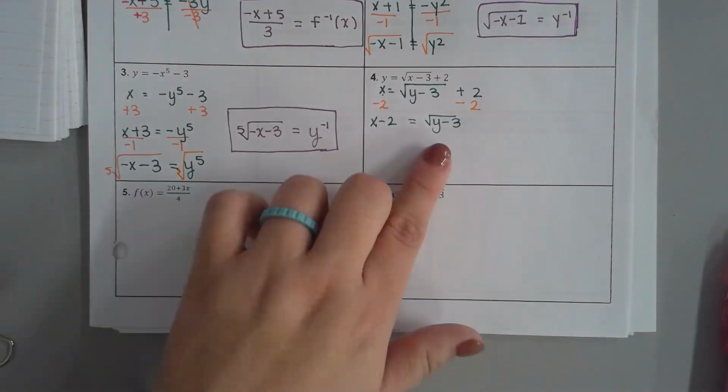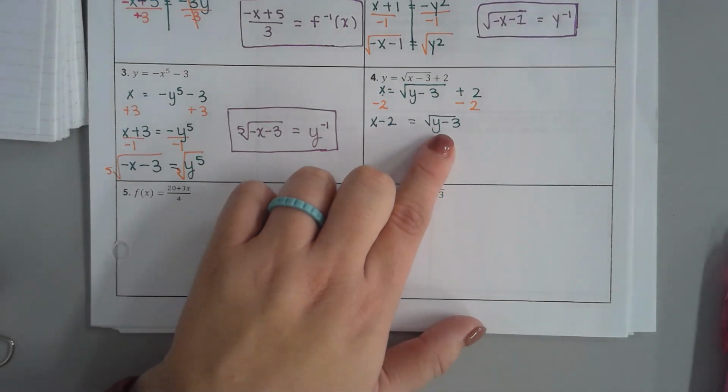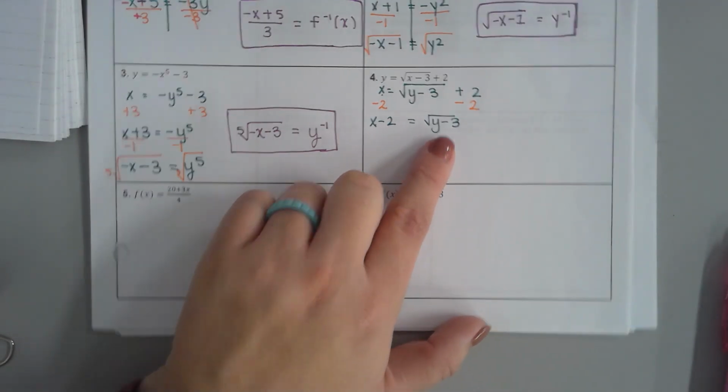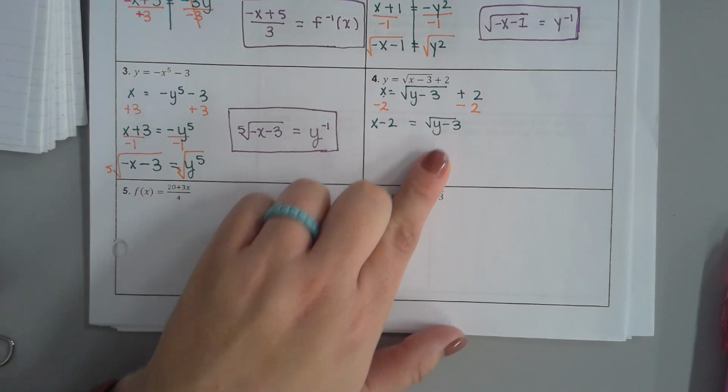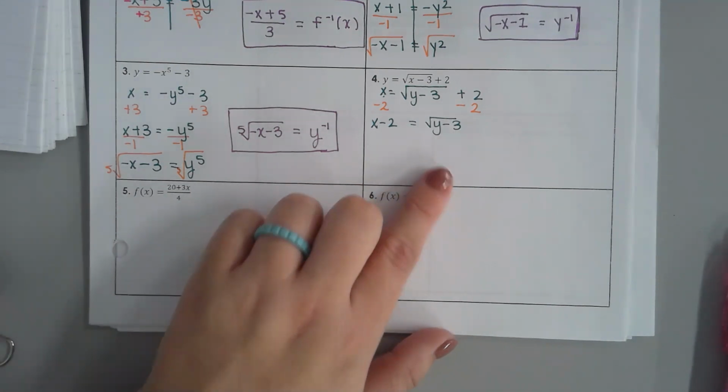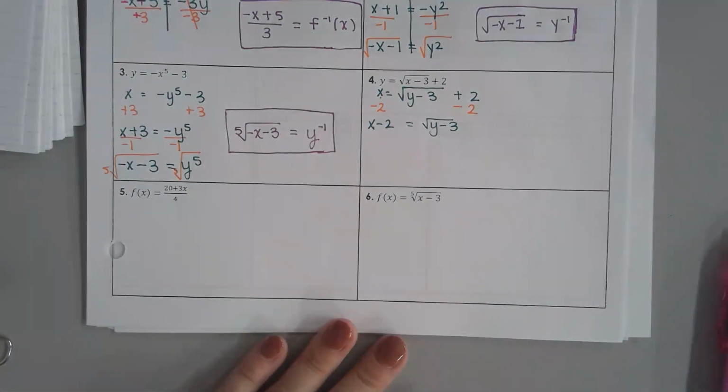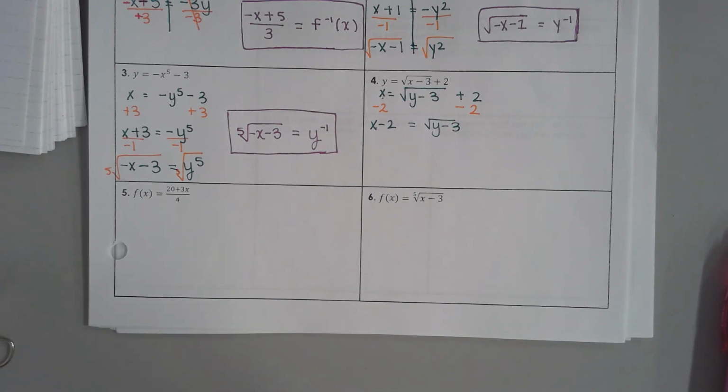Now, I still can't pull out that minus 3. Can't do anything with that. I've got to get rid of the square root. Once that's gone, then I can keep going. So how do I get rid of a square root? Square it. Raise it to the 2nd power.